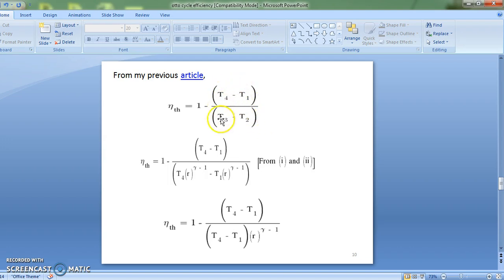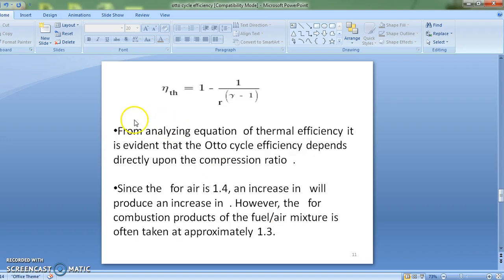After simplification, and after putting the values of T3 and T2 from equations 1 and 2, we will get the equation in the form of compression ratio. After simplification, thermal efficiency equals 1 minus (T4 minus T1) upon (T4 minus T1) into R to the power gamma minus 1. Again, the final form of thermal efficiency is equal to 1 minus 1 upon R to the power gamma minus 1.